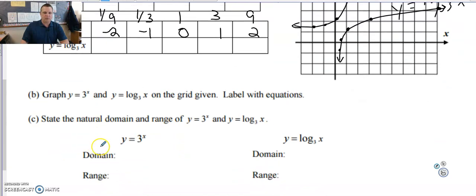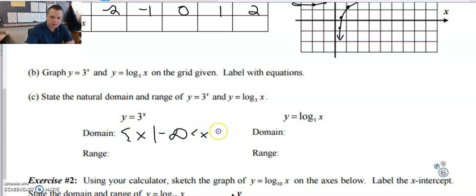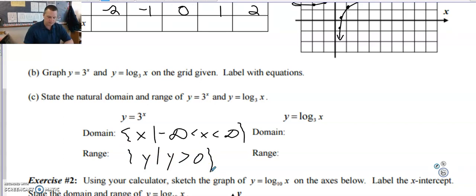So that was part B. Now state the domain and range. So y equals 3 to the power of x is the first one. So my domain, okay, so all your possible x values. And it says set builder notation. So you have to have your x such that -infinity less than x less than infinity. Okay, like that. My range, which are your y values, is y such that y is greater than 0. Okay, so that's your domain and range.